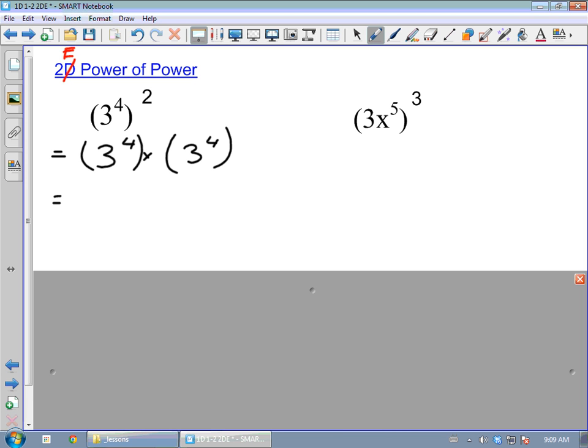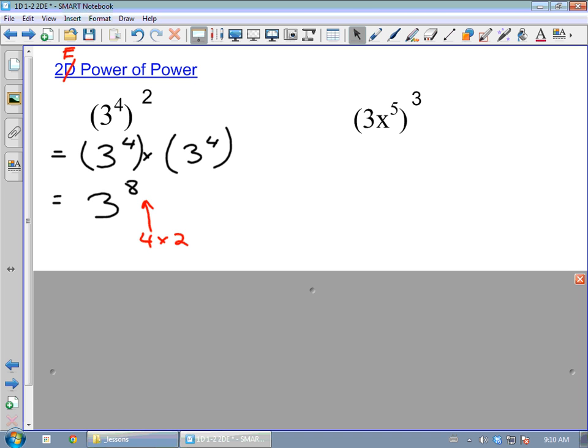Andrew? Do we multiply the bases? We're not going to divide it either. If they've got the same base, what do we do with that base? Okay, so what are we doing, Andrew? Keep the base the same. Add the exponents. 4 plus 4 gives us 8. Now notice that our new exponent here, 8, is the same as these 2 exponents multiplied together.